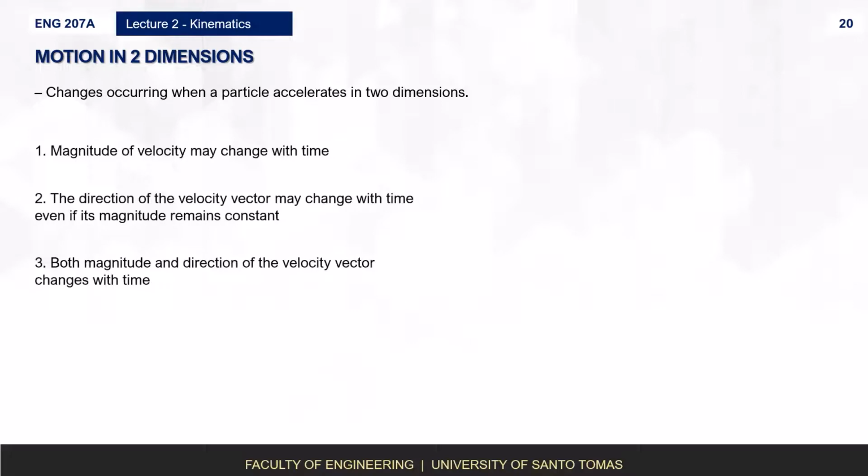Moving on now to the last part of the lecture, which is motions in 2 dimensions. These are motions where changes are occurring when a particle accelerates in 2 dimensions. Changes may involve changes in the magnitude of velocity with time, the direction of the velocity vector with respect to time, even if its magnitude remains constant, or both magnitude and direction, where the velocity vector changes over time.